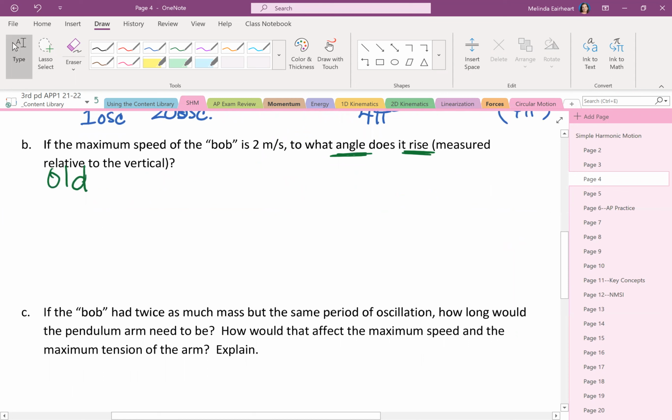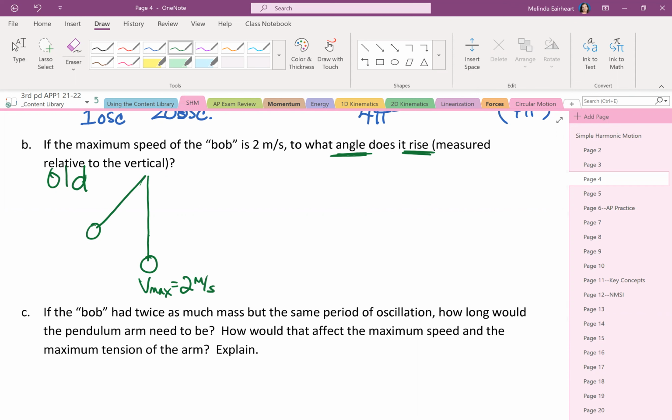AP loves energy, okay? And so here we are at our highest point. Here we are at our lowest point. Where do we get max speed? Lowest point. And so V max is here. And what special place is the straight up and down of a pendulum? What do we call that special place? Equilibrium. Okay. At the high point, what's the speed?